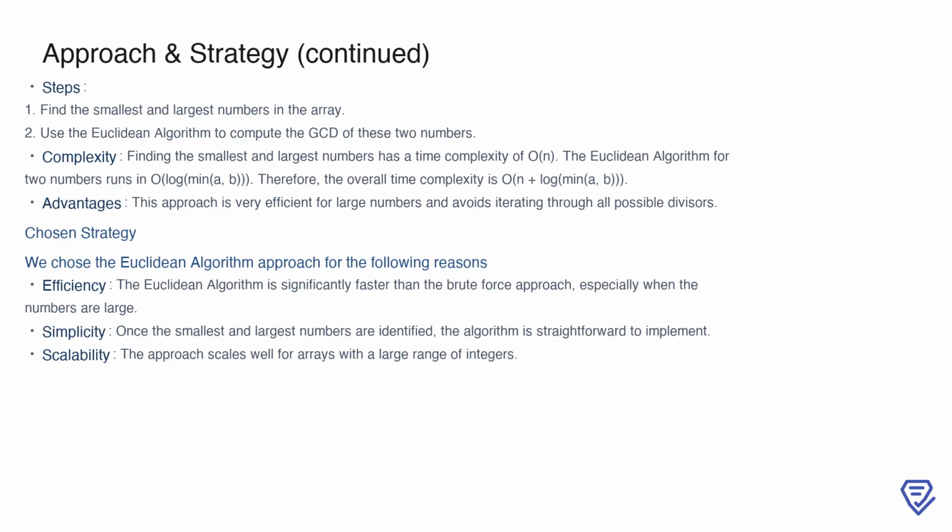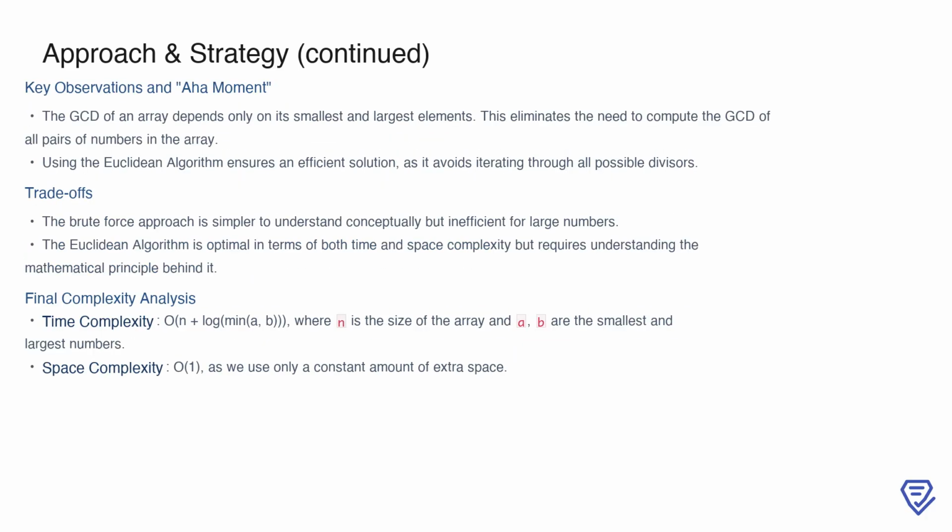This approach is not only faster but also more scalable, making it ideal for arrays with large numbers. For these reasons, we chose the Euclidean algorithm as our strategy. It is efficient, simple to implement once the smallest and largest numbers are identified, and it scales well even for arrays with a wide range of values. A key observation that simplifies this problem is that the GCD of the array depends only on its smallest and largest elements.